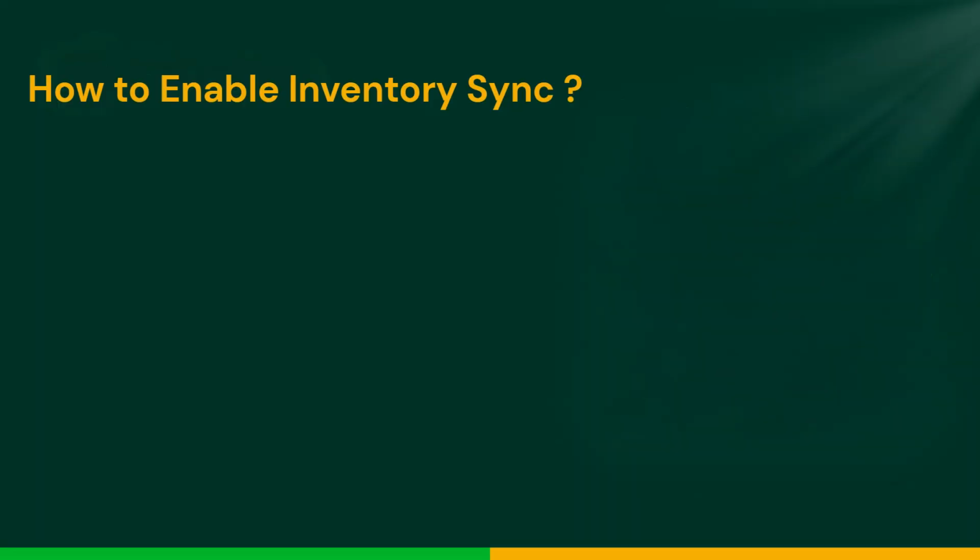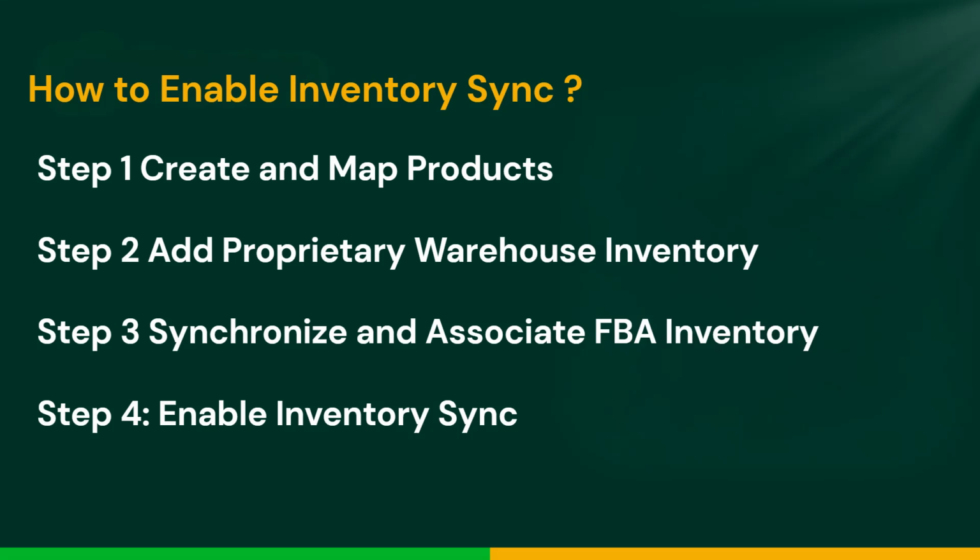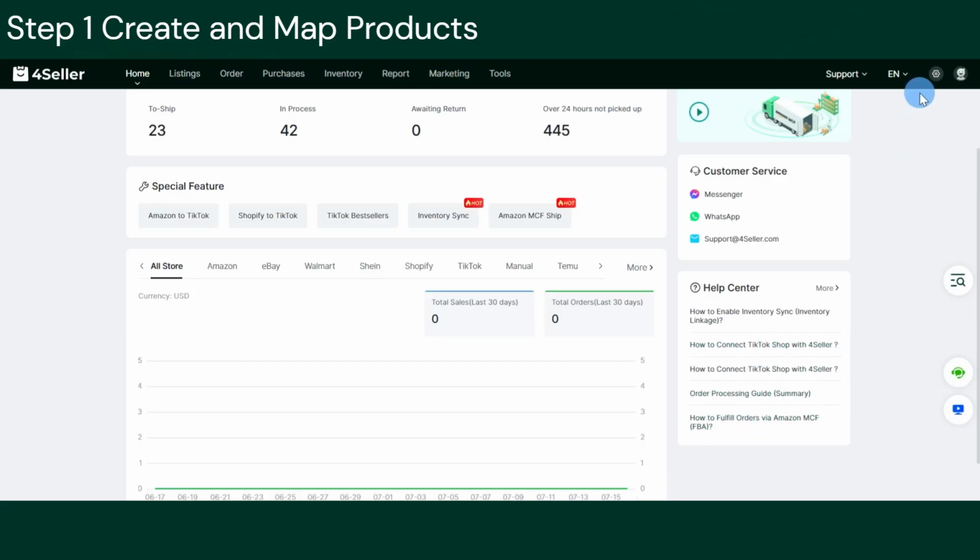To use the Inventory Sync function, the following steps need to be completed. Step 1. Create and map products. Step 2. Add proprietary warehouse inventory. Step 3. Synchronize and associate FBA inventory. Step 4. Enable Inventory Sync. Step 1. Create and map products.